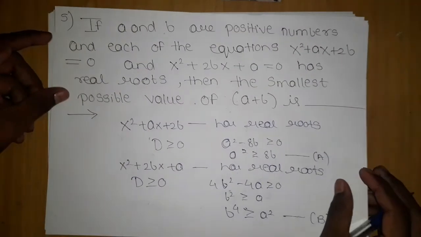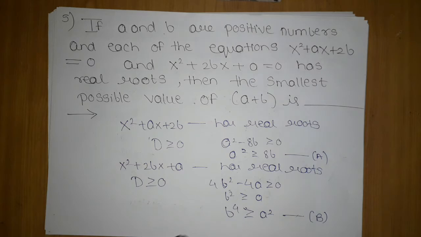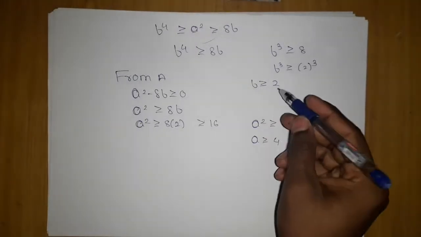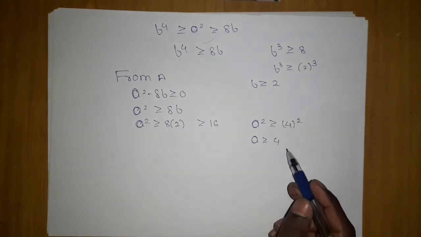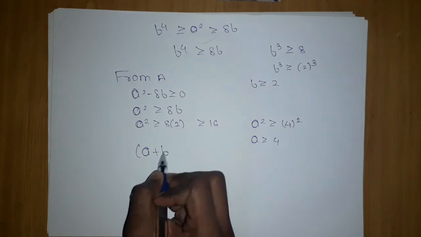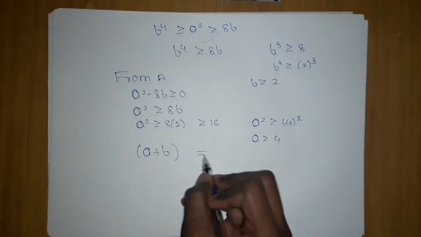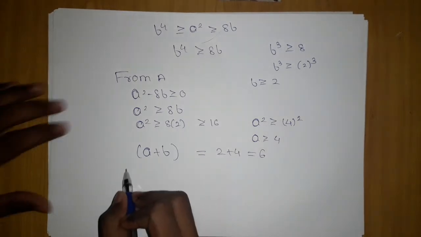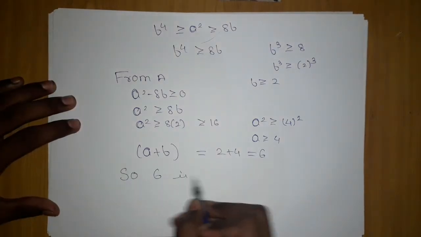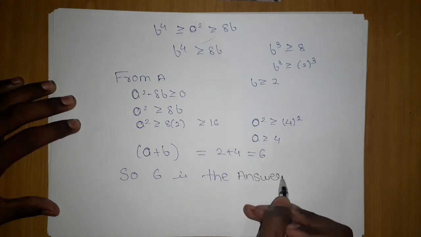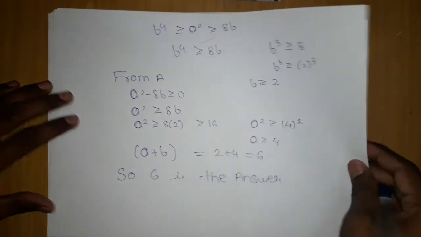But see what they are telling. Then the smallest possible value of a plus b. We know that b is greater than or equal to 2, so its minimum value is 2. A is greater than or equal to 4, but its minimum value is 4. So a plus b, the minimum value is 2 plus 4, which is 6. So 6 is the answer. Okay, let's move on to the next question.